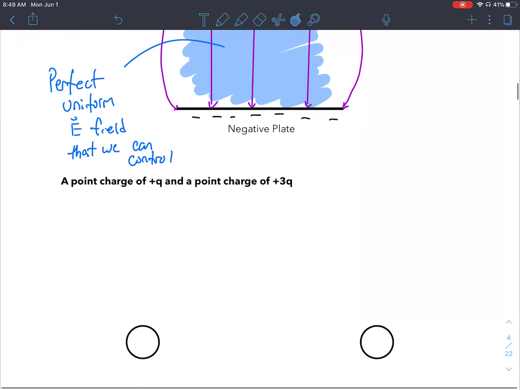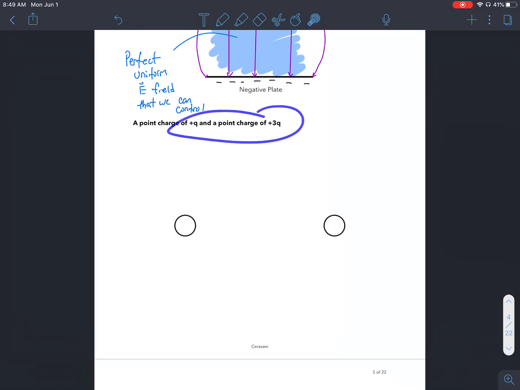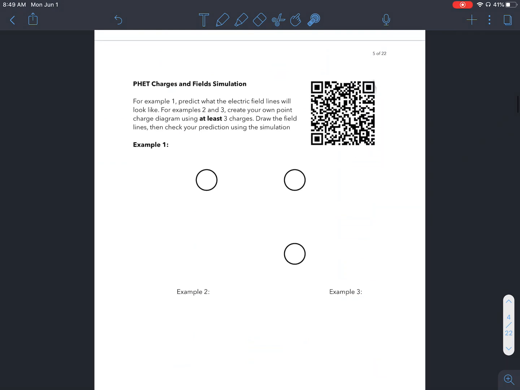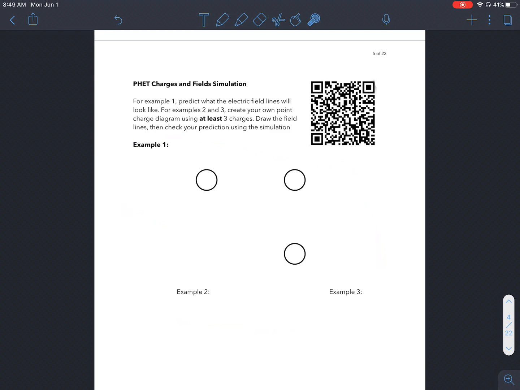Now, there's another one. I want you to try this. We've got point charge Q plus 3Q. Okay, you can do that looking at magnitude, number of lines. We'll go over that in class. And then there's this simulation I want you to play with a little bit where you get to do your own thing.